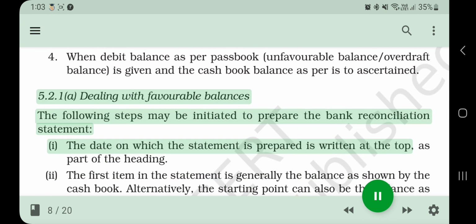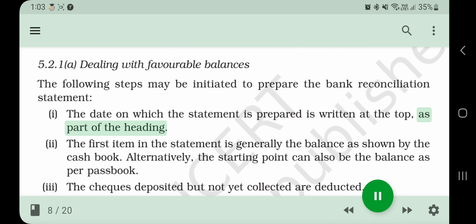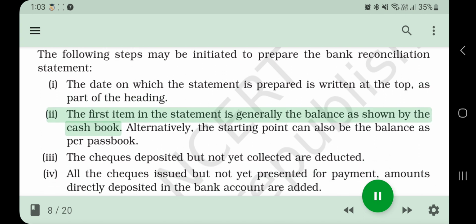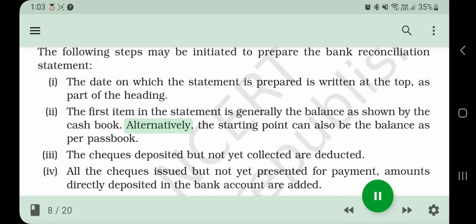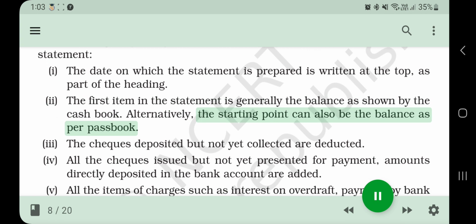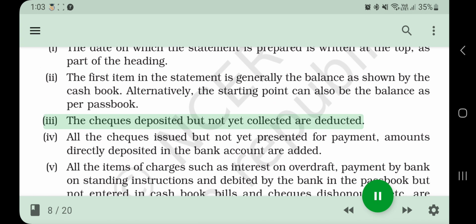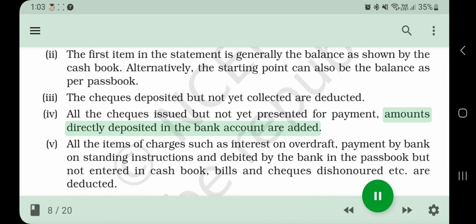5.2.1 Dealing with favorable balances, the following steps may be initiated to prepare the bank reconciliation statement. I. The date on which the statement is prepared is written at the top, as part of the heading. II. The first item in the statement is generally the balance as shown by the cash book. Alternatively, the starting point can also be the balance as per passbook. III. The checks deposited but not yet collected are deducted. IV. All the checks issued but not yet presented for payment and amounts directly deposited in the bank account are added.